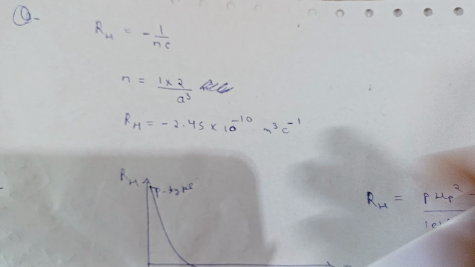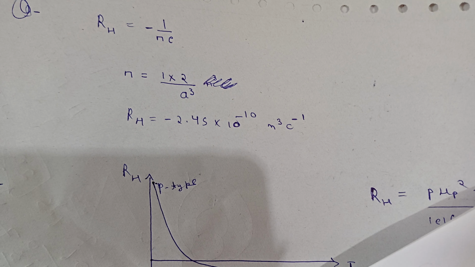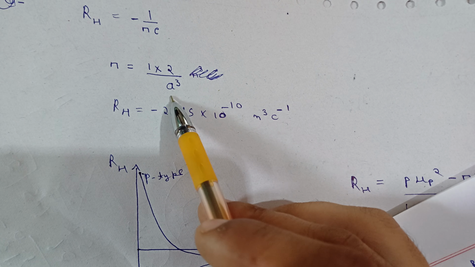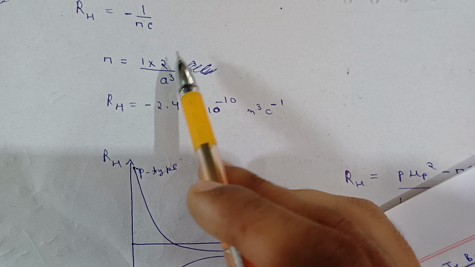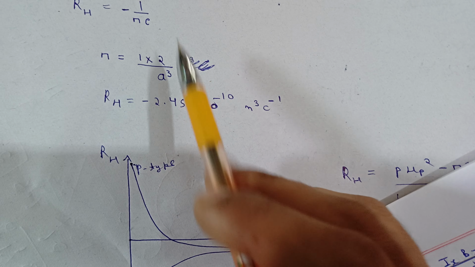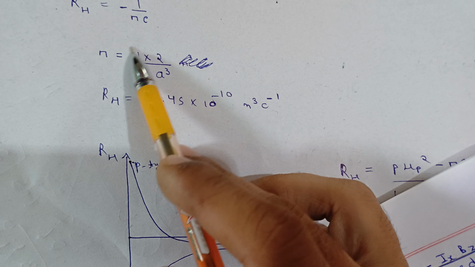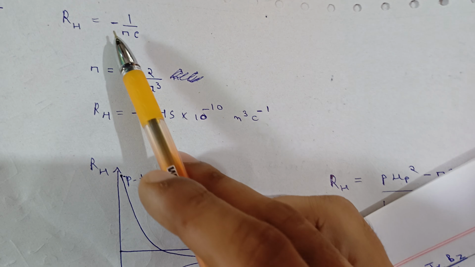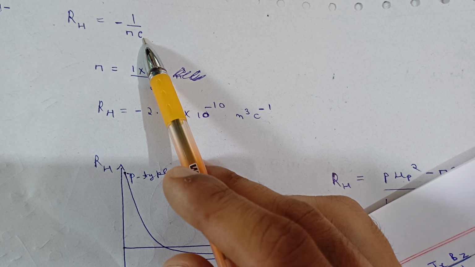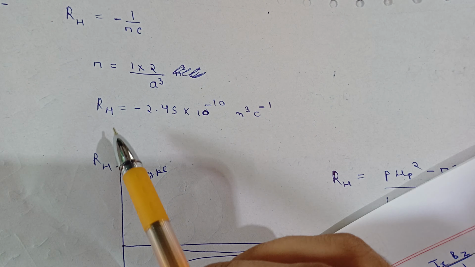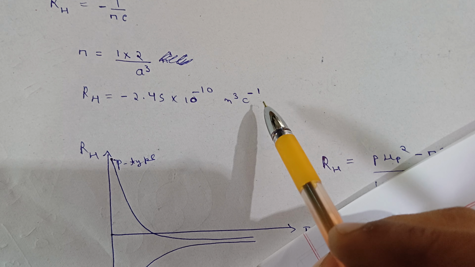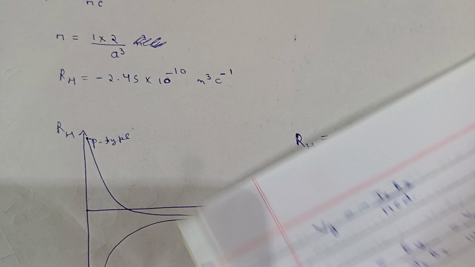For sodium, inside a single unit cell, if it is a BCC structure, then 2 atoms will be there and the volume of the cell will be a cube, and each atom carries 1 electron because of Na plus 1 valency. So the total number of electrons per unit volume is how you get the concentration. Just substitute it here, and you have the charge of the electron. Substitute, then you will get the value of R_H, that will be this, meter cube coulomb inverse. Okay, so that's how you can find it.